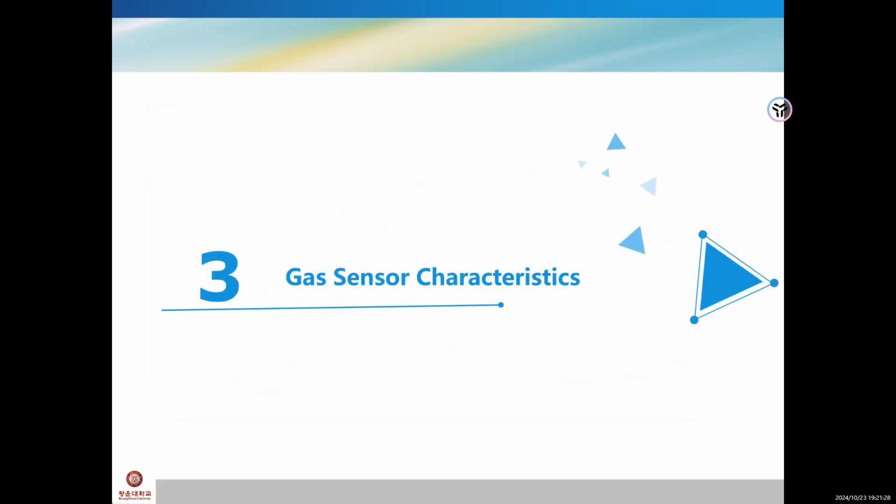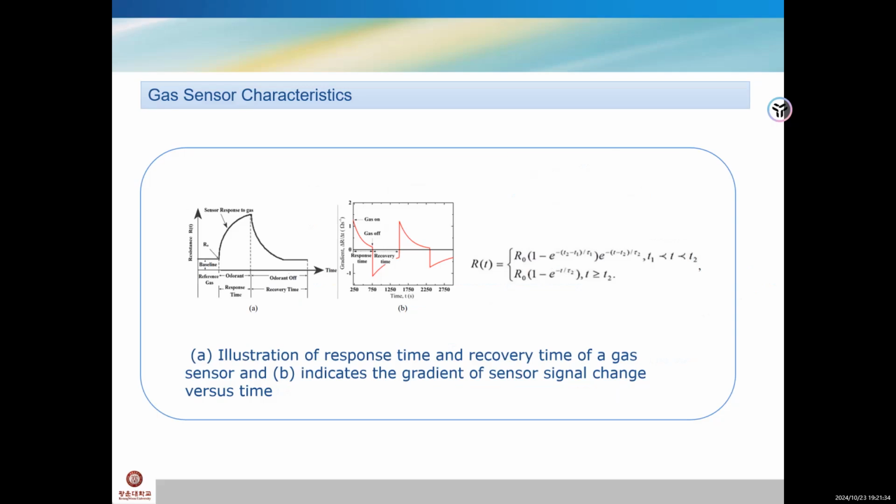Title 3. Gas sensor characteristics. Image A is an illustration of response time and recovery time of a gas sensor, and image B indicates the gradient of sensor signal change. And there is an equation on the right. It's about the relationship between the characteristics and the time.